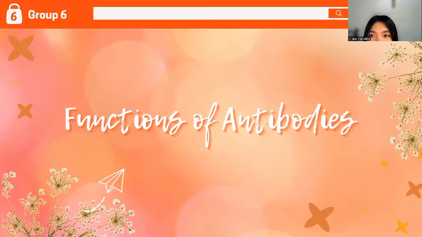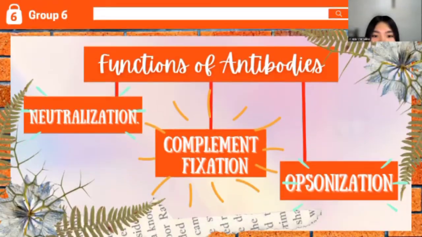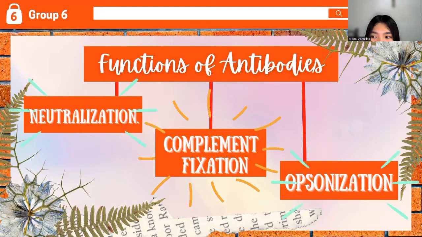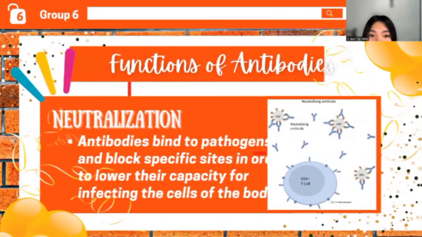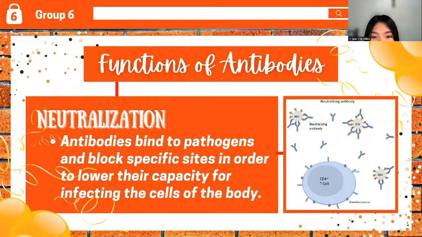So next is the function of antibodies. In this page, we're gonna tackle neutralization, complement fixation, and opsonization. So let's start with neutralization. Antibodies bind to pathogens and block specific sites in order to lower their capacity for infecting the cells of the body. So antibodies contribute to immunity in 3 ways.